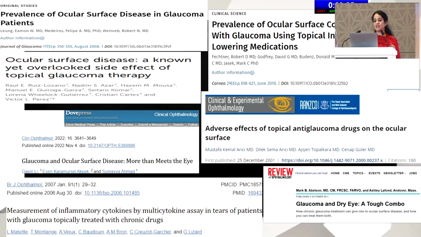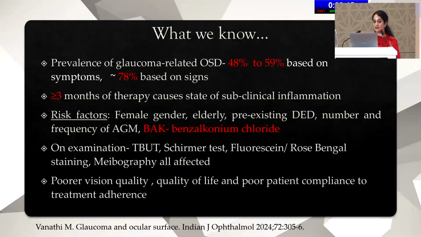So you can see there are multiple studies that have studied the prevalence of OSD in glaucoma patients, also as an overlooked side effect of glaucoma treatment, and the measurement of interleukins and cytokines in such patients. What we know is that pre-existing OSD in glaucoma patients is very high, around 48 to 59% based on symptoms, and based on signs you can find it in around 80% of the patients, which is a significant proportion.